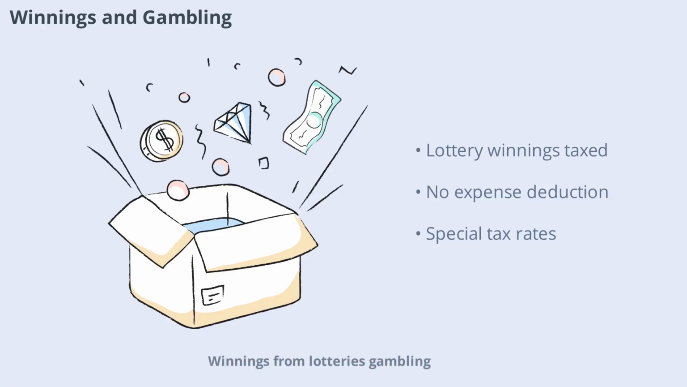Winnings from lotteries, gambling, and horse racing are classic examples of income from other sources. These are taxed at special rates and no deductions are allowed for expenses incurred in earning such income. So if you win a lottery or a prize, the entire amount is taxable, and you cannot claim the cost of the ticket or any related expenses as a deduction. This rule ensures that windfall gains are fully brought to tax.